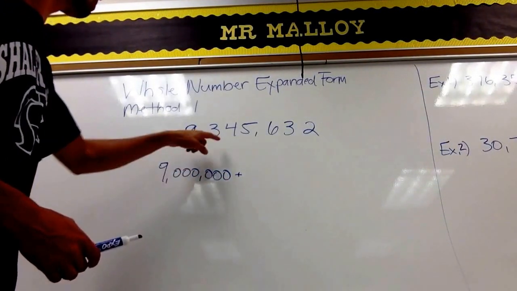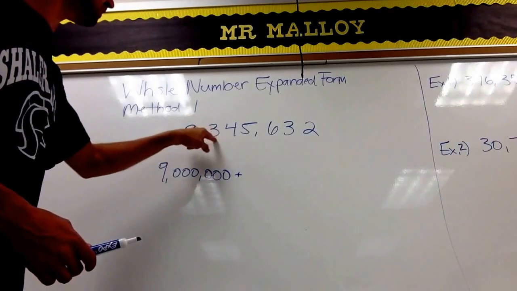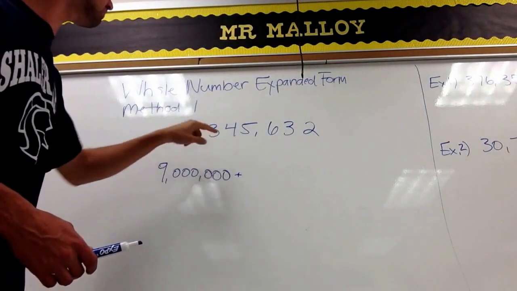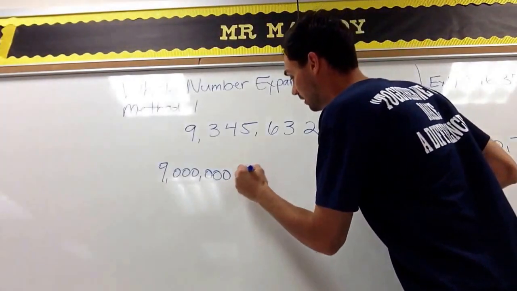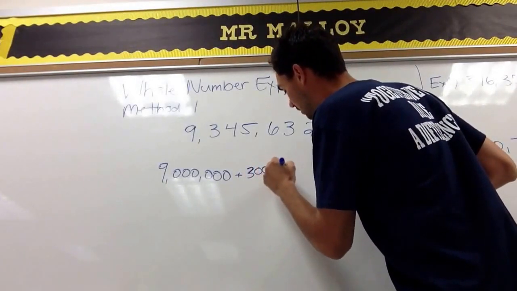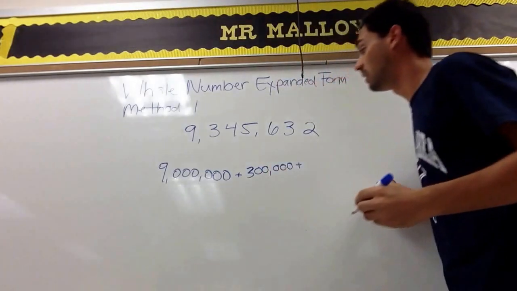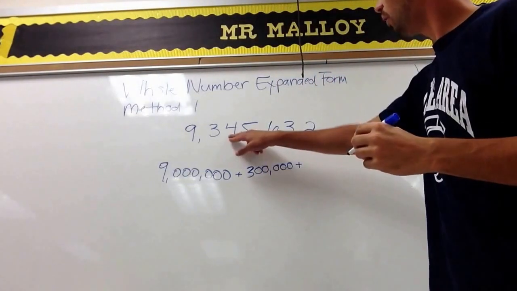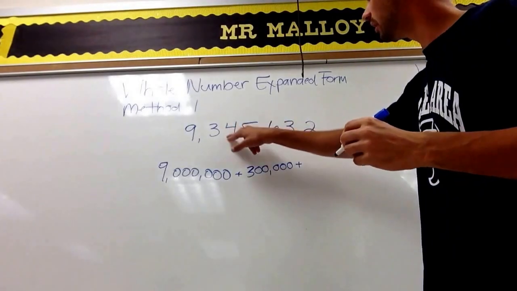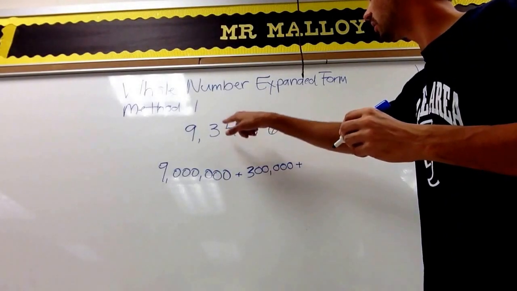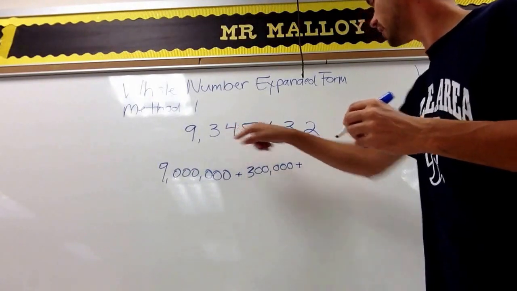Okay? And that 3 is not really a 3. What does that 3 represent? It represents 300,000. So I'm going to write 300,000. That 4 is not really a 4. What does that 4 represent? Well, it's in the 10,000th place, so it's going to represent 40,000.